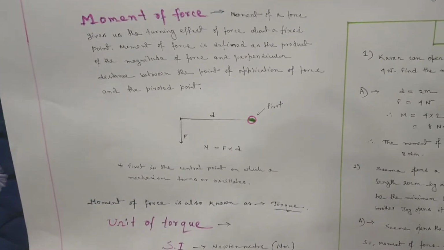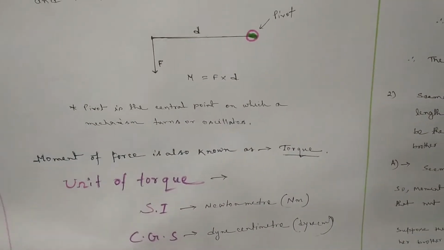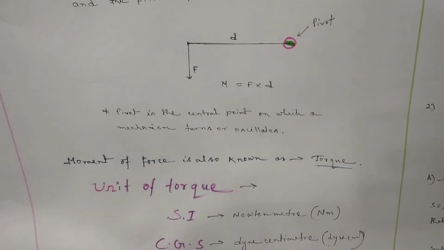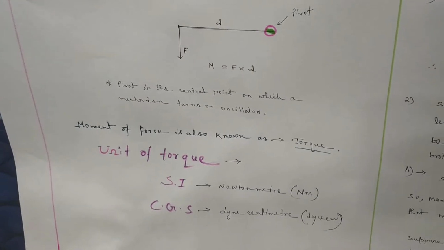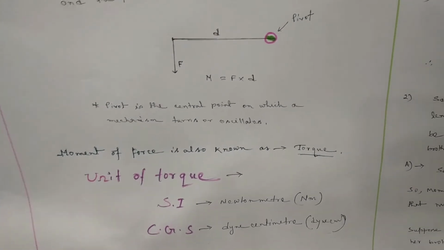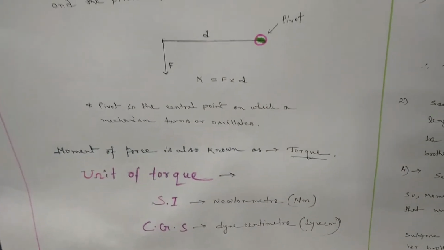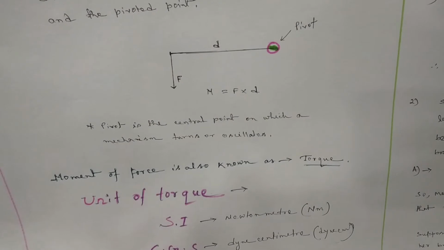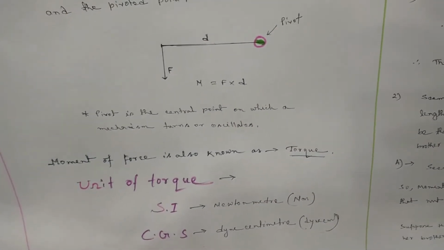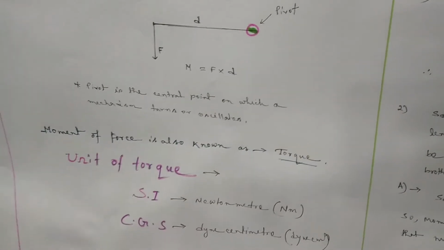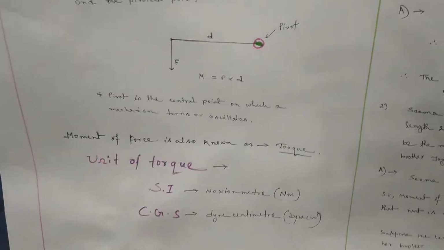Moment of force is also known as torque. Sometimes you can hear the word torque. Suppose in case of a vehicle, a motorbike, you may have heard that this engine can produce that amount of torque. A 150 cc engine can produce that amount of torque, and a 200 cc engine can produce more than that amount of torque. So torque means the turning effect produced by any force.